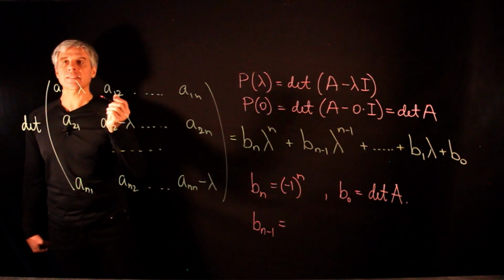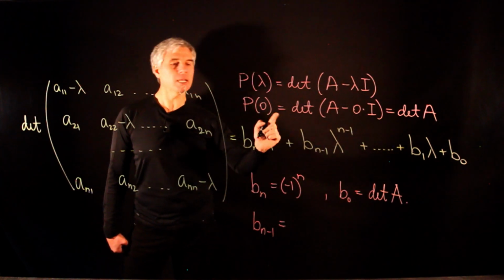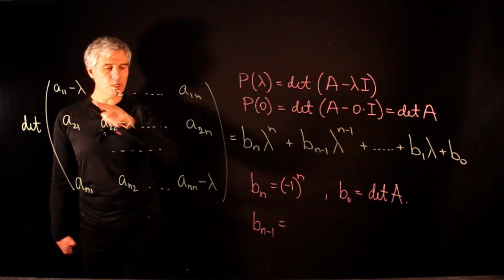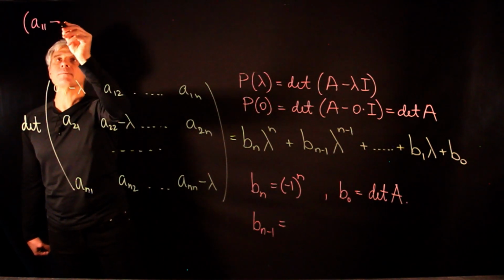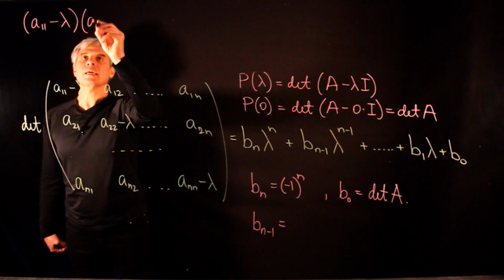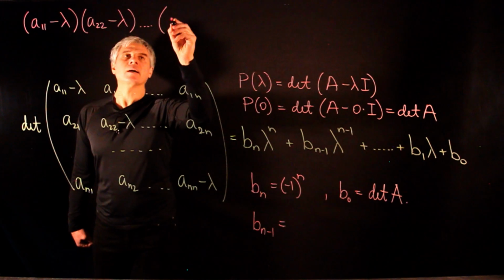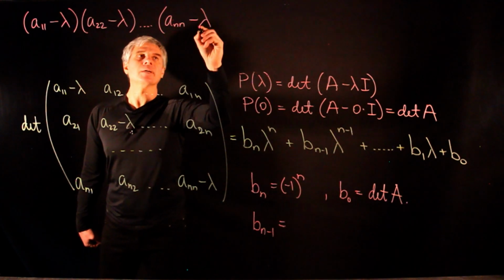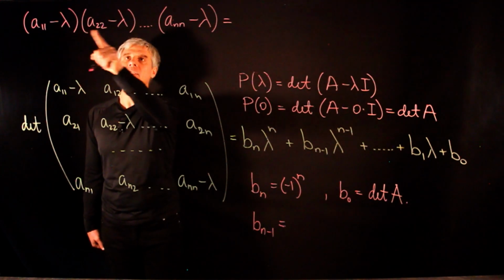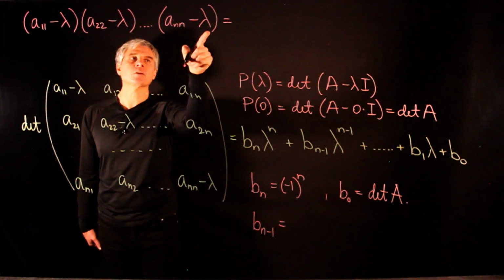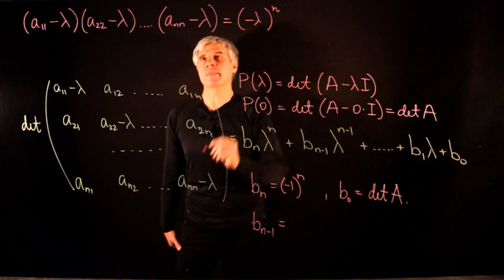So this tells us that if we want to understand the coefficient at lambda to the n minus 1, all we have to do is look at the product of diagonal entries. So we have a11 minus lambda times a22 minus lambda times ... times ann minus lambda. As we saw, the leading term here is when we take the product of n factors of minus lambda. So we have minus lambda to the power n.